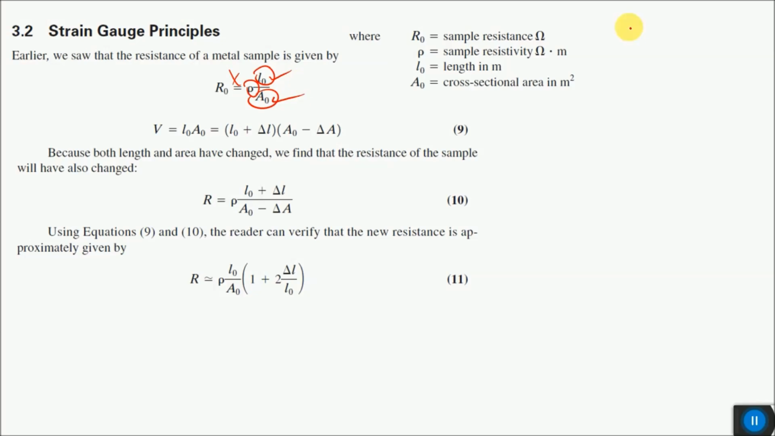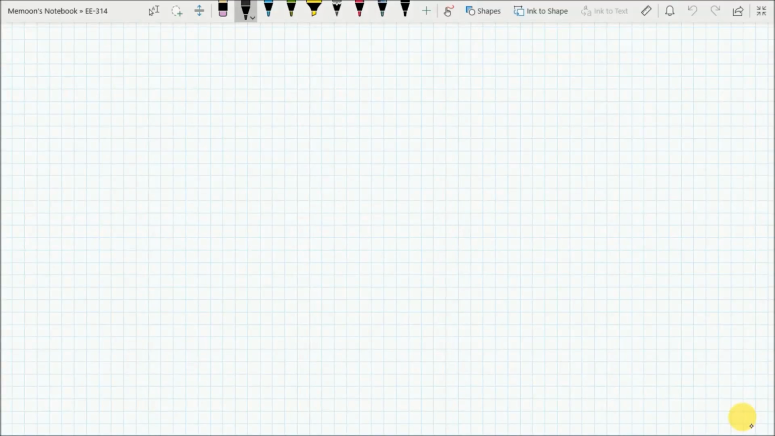In case of strain, the definition of strain is ΔL/L. The change in length is called the strain. So this means that we are only interested in the change in length, and we will measure how much change in length is translated into how much change in resistance. So let's derive the relationship between the resistance, the change in resistance, and the strain. Okay, so the strain is ΔL/L of a metal.